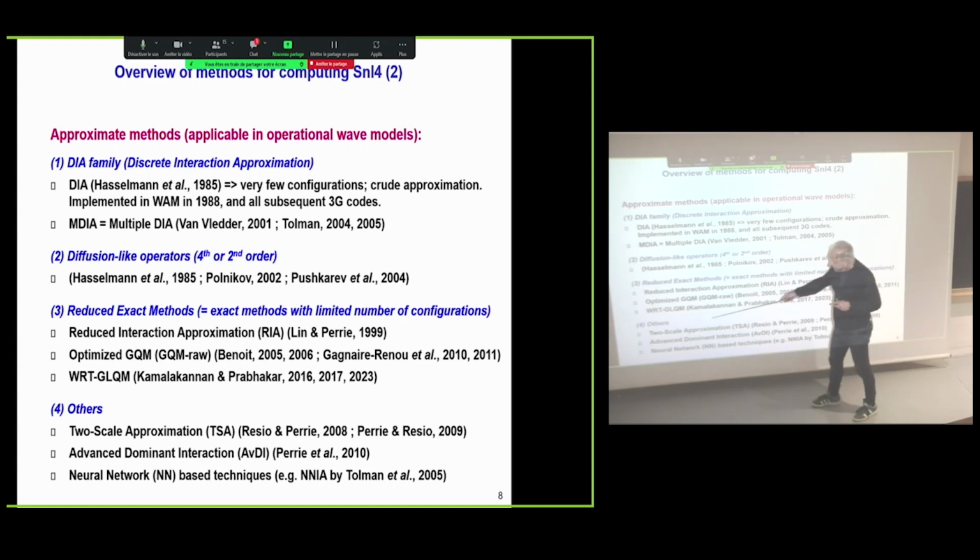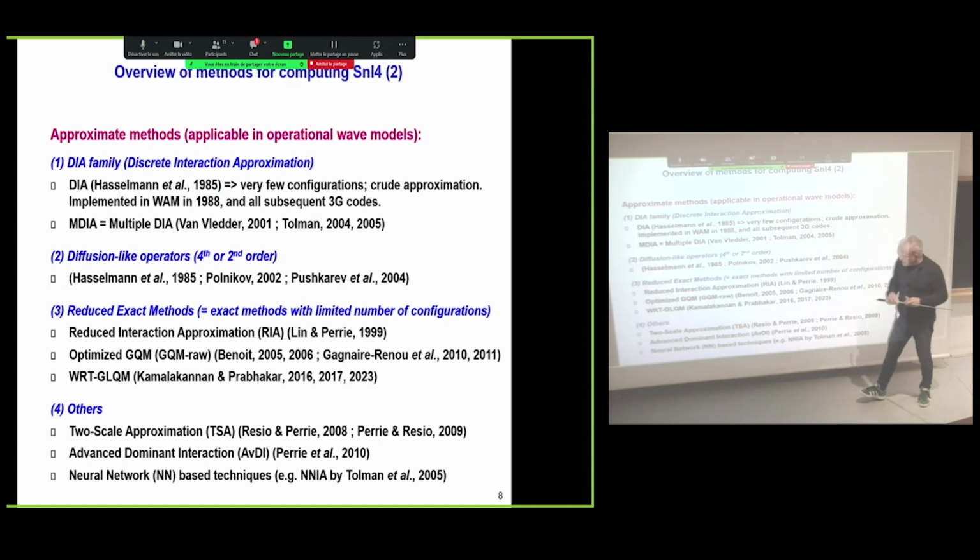And I also mention other approaches here. I will not go into detail on these, but for completeness, you can find the two-scale approximation from Reggio and Perry, for instance, and also the use of neural networks that was introduced, for instance, by Hendrik Tolman a couple of years ago. But we may think nowadays, with the progress of machine learning and things like that, that this kind of approach could come back with more interest.